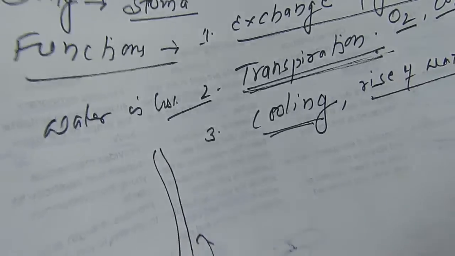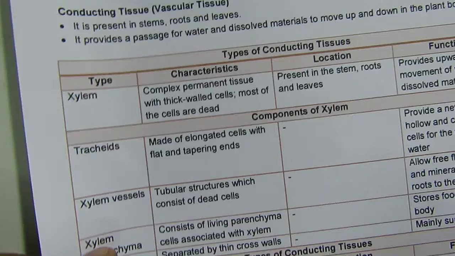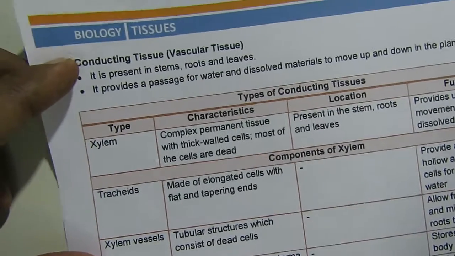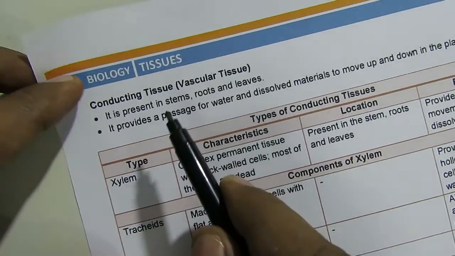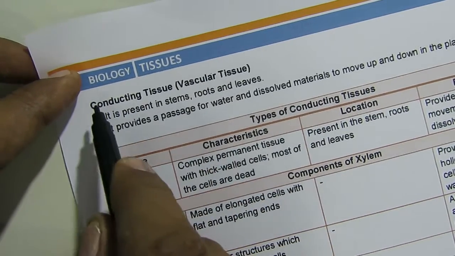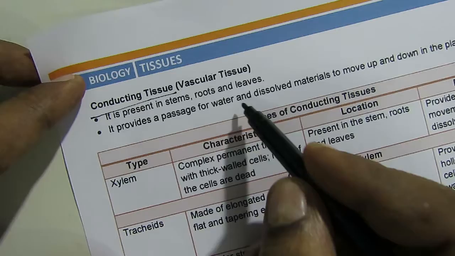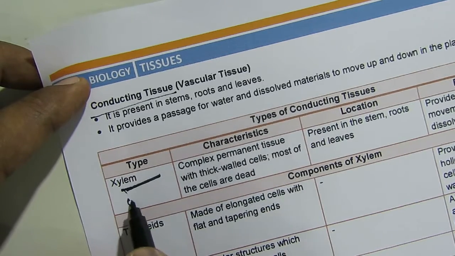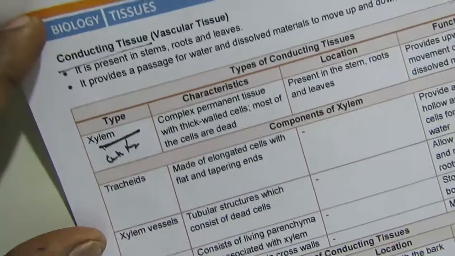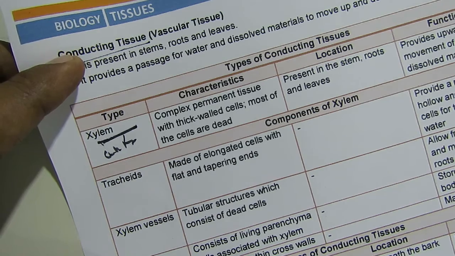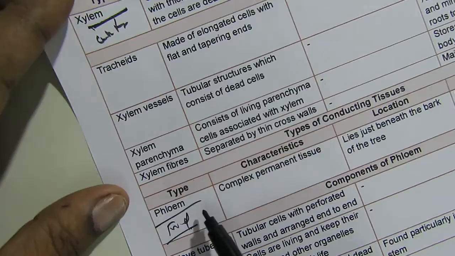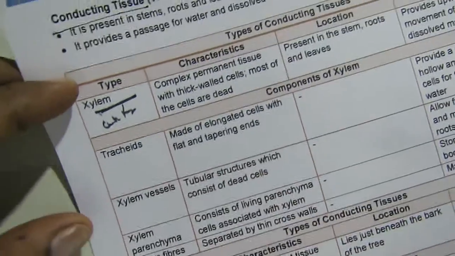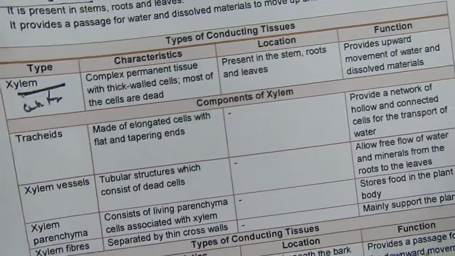Now come to conducting tissues, xylem and phloem. Please refer to the diagrams in your book also. Conducting tissues have two functions. The main function is conducting. For example, xylem conducts water and minerals, and phloem conducts food from leaves to the storage parts or where it is to be used. But along with these two functions, they also support the plant.